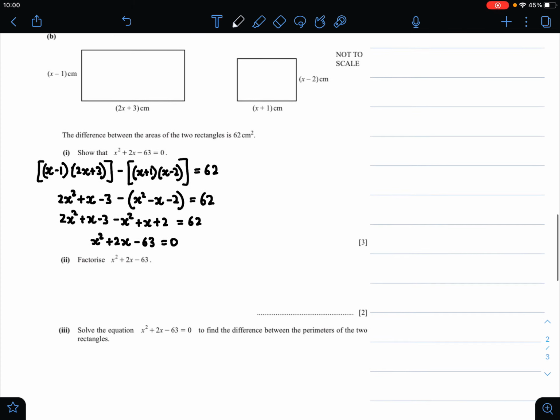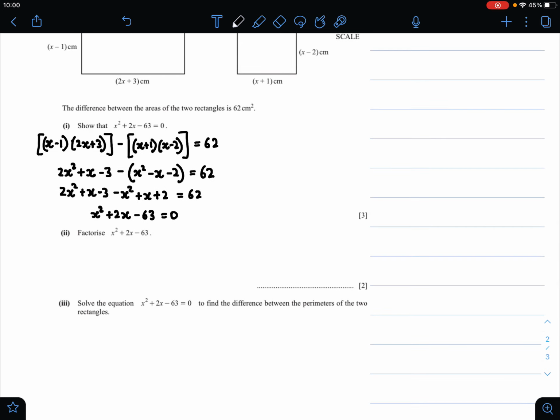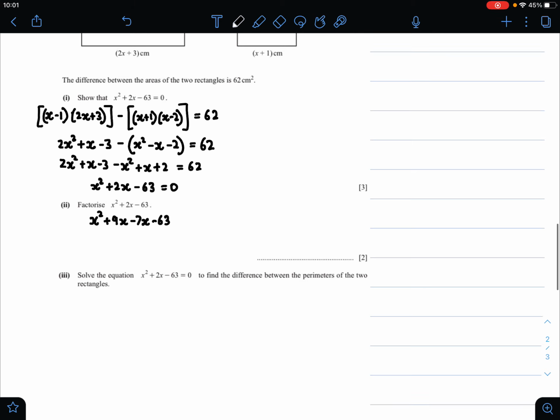So let's move to part B2 now, where they are asking us to factorize this expression. So x square plus 2x minus 63 is the expression, and we have to find two numbers that give us a product of negative 63 and a sum of positive 2. So the two numbers would be positive 9 and minus 7. So x square plus 9x minus 7x minus 63.